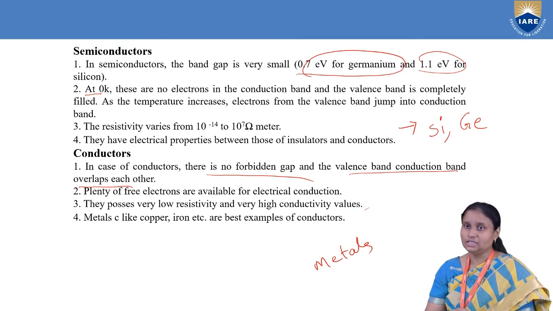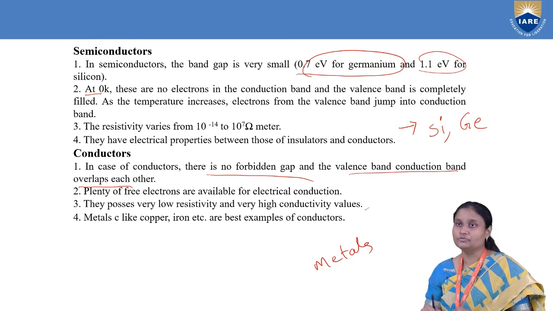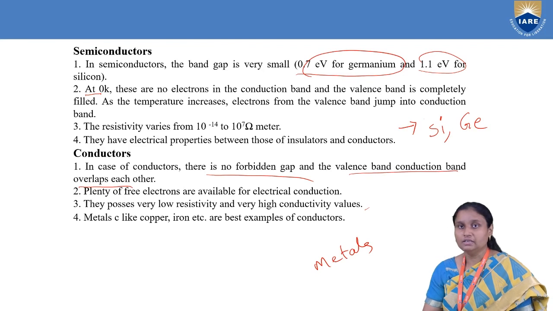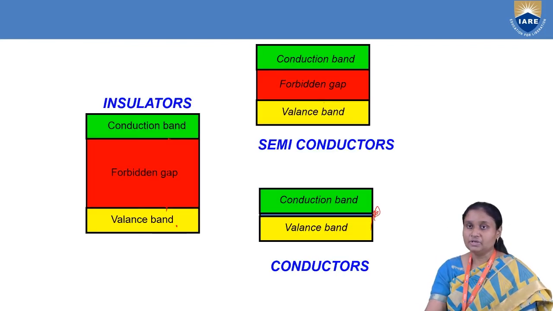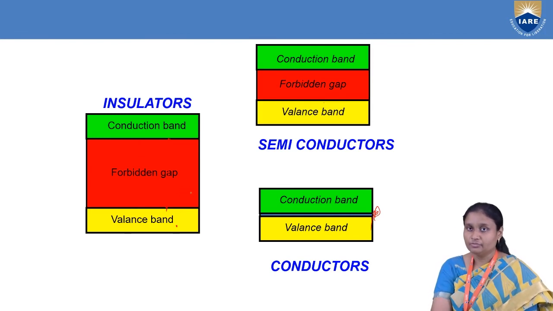So without any energy also, free electrons will come out of their atoms and move freely and give rise to very high conductivity. This we can explain using this. Completely based on the forbidden energy gap, we can have these three types of materials.